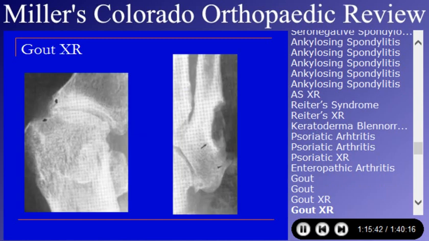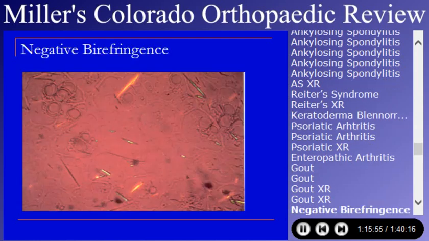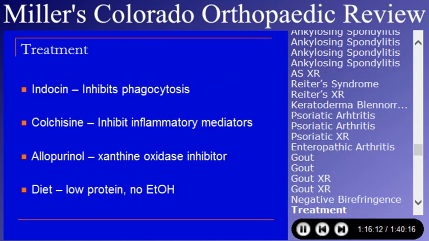Classic gouty X-ray of podagra with marginal erosion. Here another erosion with a sclerotic rim of bone, which you might well not see in a rheumatoid erosion. Again, negative birefringence, long needle-shaped crystals. And again, this picture is taken from one of the self-assessment exams and is something that you should expect to bump into very likely. Treatment is acute and chronic.